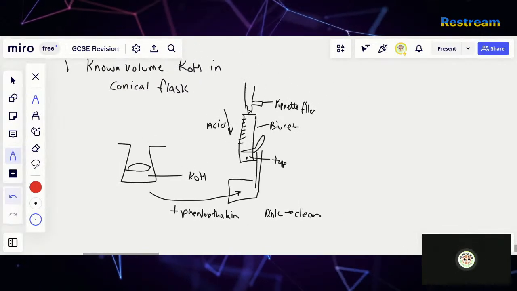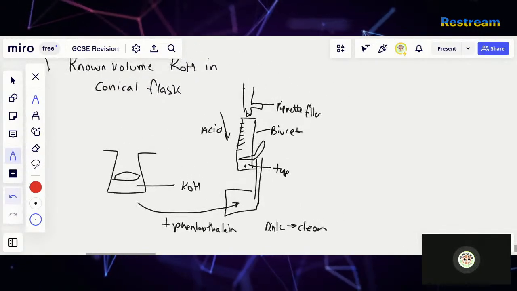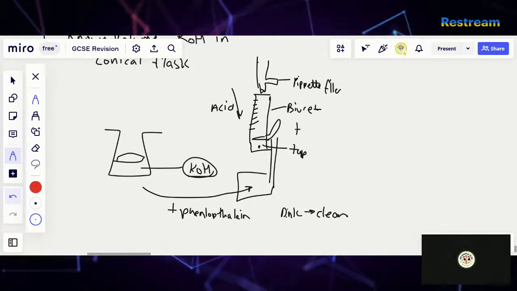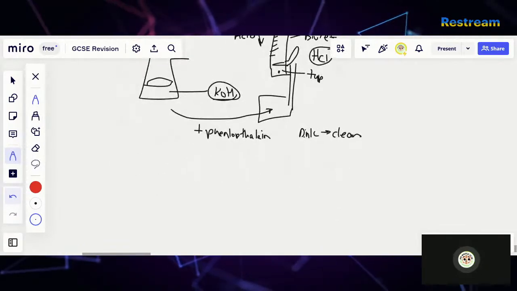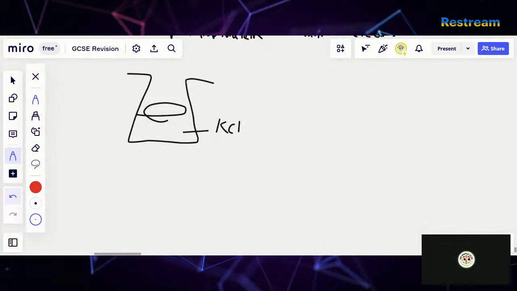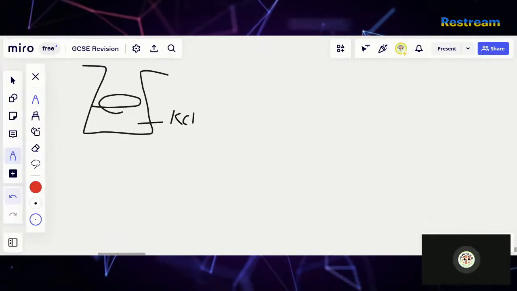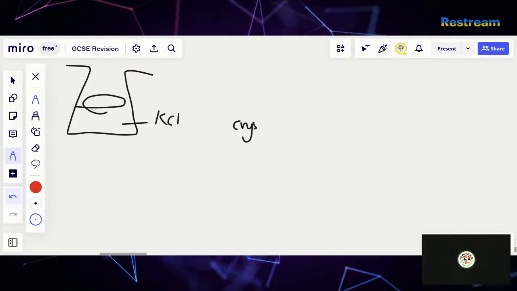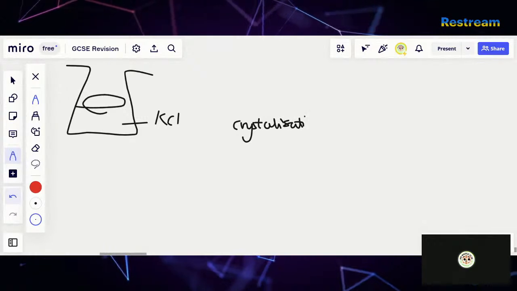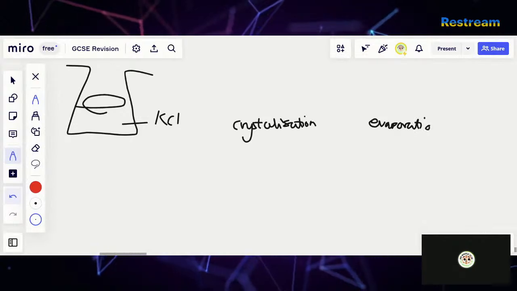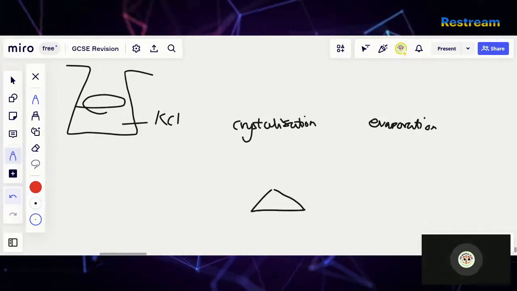But you're not just asked for this, you're asked, how do you get potassium chloride crystals? So once you've reacted the potassium hydroxide with the hydrochloric acid, you'll then get, in your conical flask, potassium chloride. We want crystals of potassium chloride. Now, in order to get crystals, you have to do either crystallization or evaporation. Both of them involve heating it on a tripod stand.